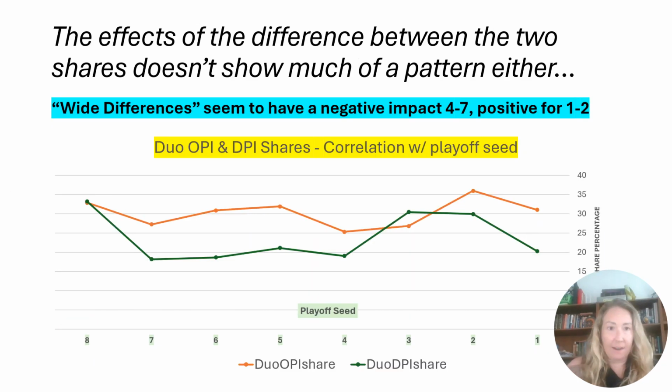So we've got here the wide difference. Again, we've just got the line graph. So there seems to be a wide difference here for seeds 4 through 7, but there's also a wide difference from 1 and 2, confirmed by what we saw in the last graph.